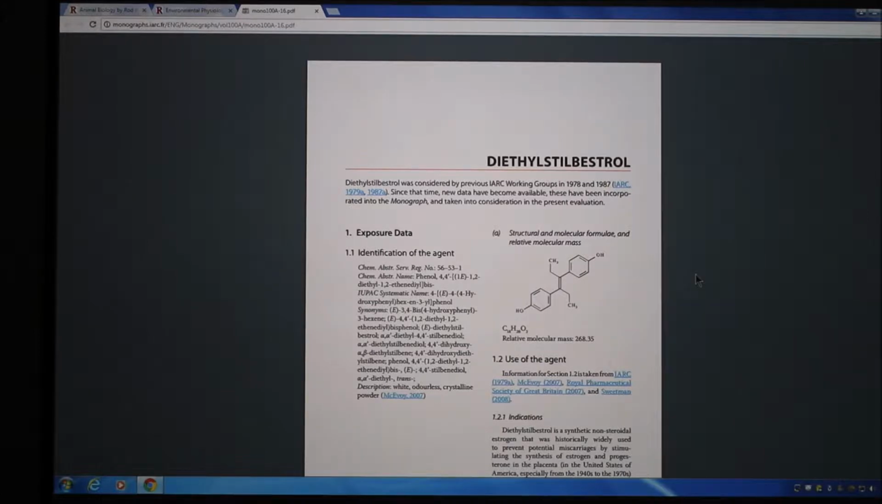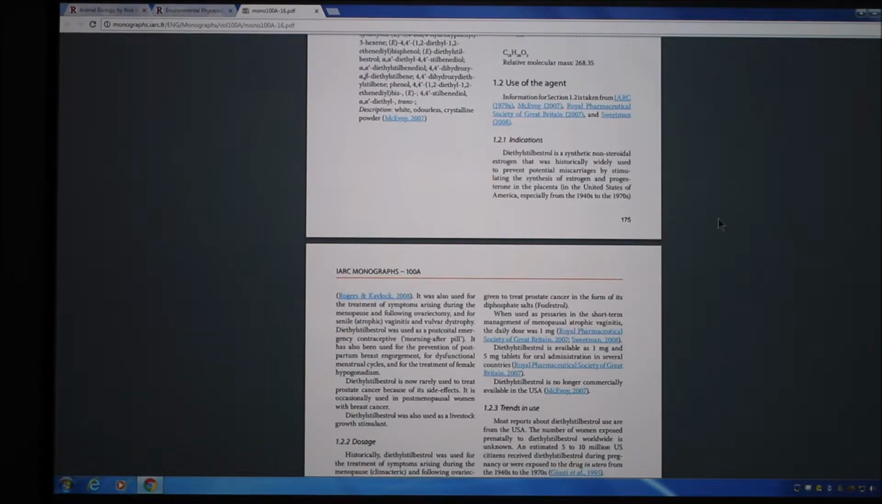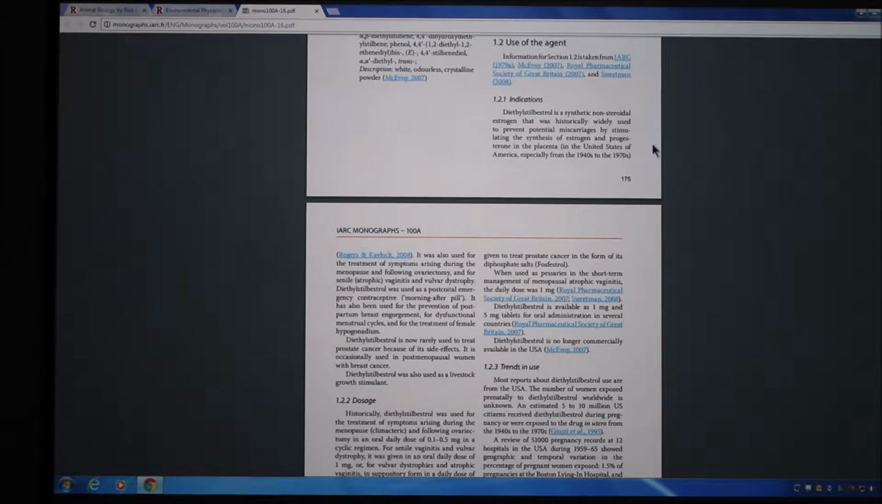I'm never going to ask you anything about, like, is this the chemical structure? I mean, on a test, I wouldn't have 6 chemical structures and have you pick out diethylstilbestrol. But you should know about the use of the compound, maybe a little bit of history. And I guess here, it was historically widely used to prevent potential miscarriages. Okay.